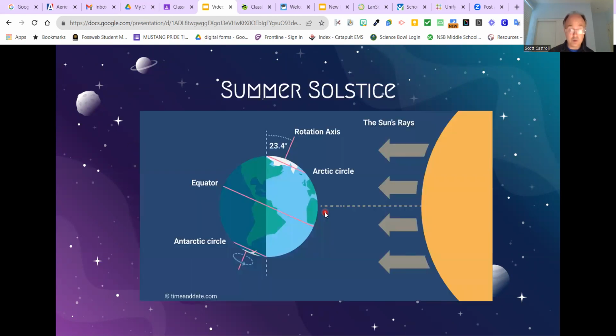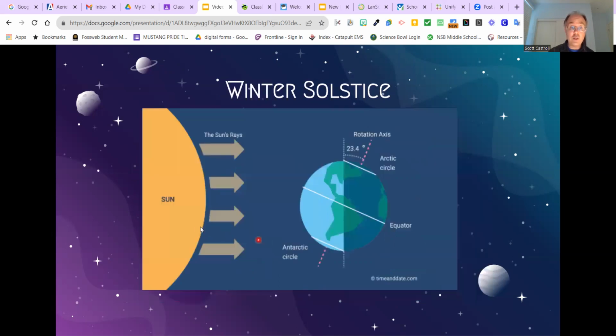So in the summer solstice, the Earth is leaning so that the northern hemisphere is tilting towards the sun, and the southern hemisphere is tilting away from the sun. Whereas in the winter solstice, the southern hemisphere is tilting towards the sun, and the northern hemisphere is tilting away. And once again, that means more of the southern hemisphere is lit up by the sun.